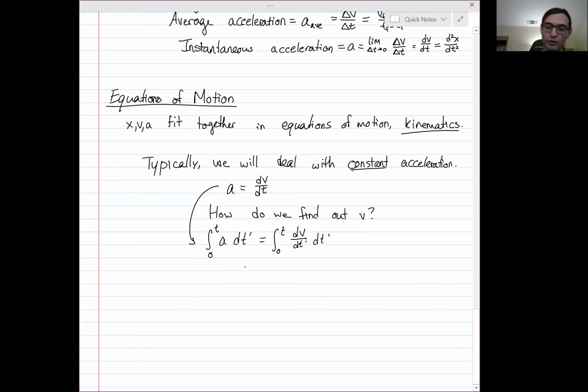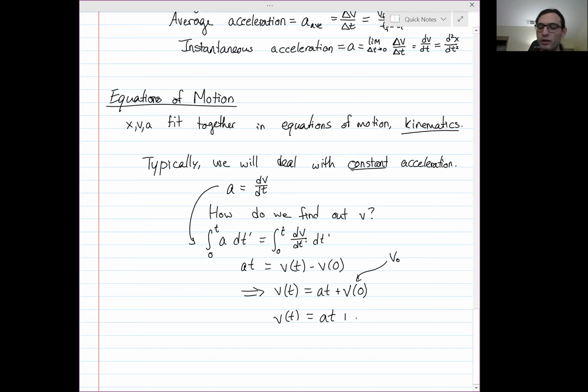And so now I'm just going to do the integral. The left-hand side is a times t minus a times 0, so it's just a times t. And this is equal to, by the fundamental theorem of calculus, the integral of the derivative is just the function, so this is v at t minus v at 0. Rearranging, we get v as a function of time is equal to at plus v at 0. We're going to give v at 0 the name v naught. So the equation that you'll see everywhere is v of t equals a times t plus v naught. v naught is just the velocity at time 0.